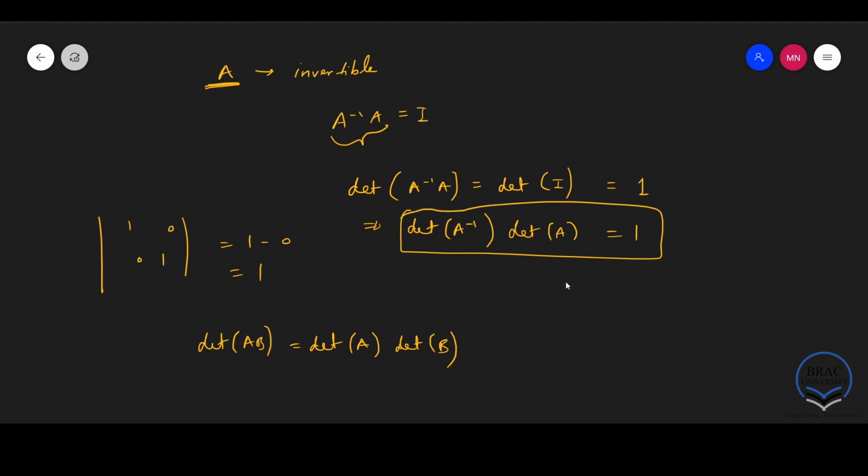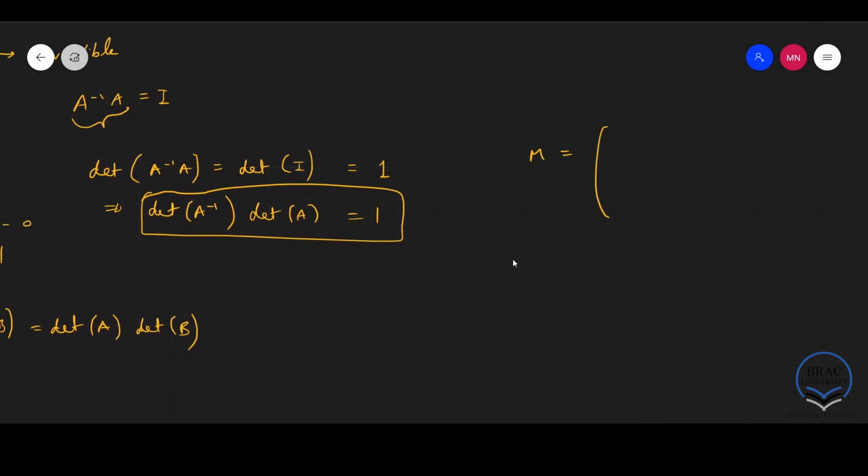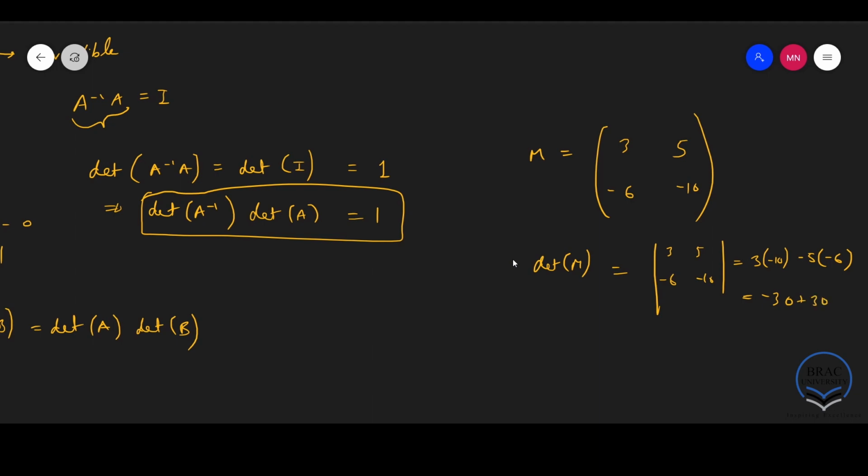Now let's go back to the previous example. Our matrix M was 3, 5, minus 6, minus 10. This was our M matrix. Now if I find the determinant of M, what should I get? I have 3 times minus 10 minus 5 times minus 6. This gives me minus 30 plus 30, which is just equal to 0. So the determinant of M is just equal to 0.